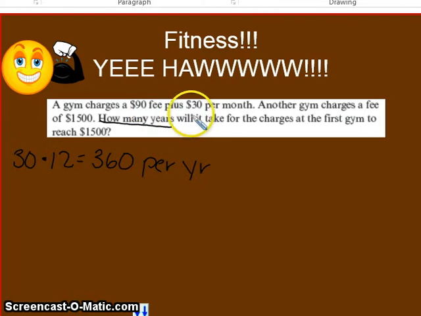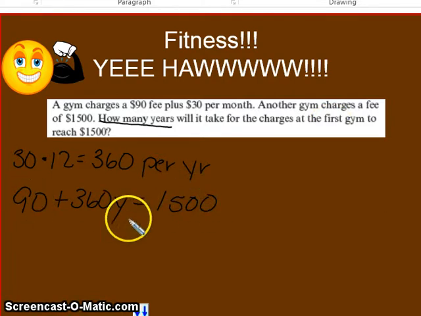Now, they also charge that $90 fee. So we know we're going to pay $90 right off the bat, and also we're going to pay $360 for every year, which I'm going to call y. So the first gym charges that $90 plus $360 per year. And we want to know how many years will it take for those charges to equal $1,500. So we have an equation here: 90 plus 360y equals 1,500. And we want to figure out y. How many years will it take?